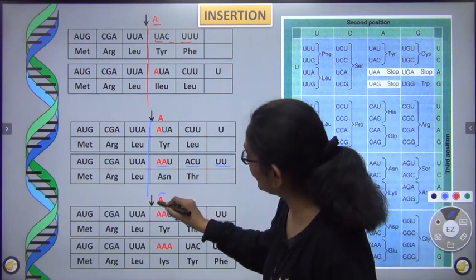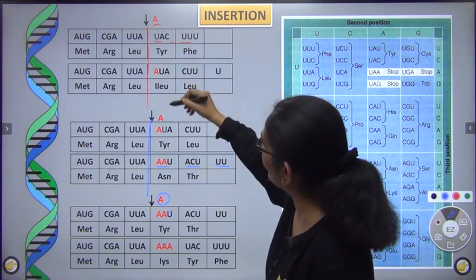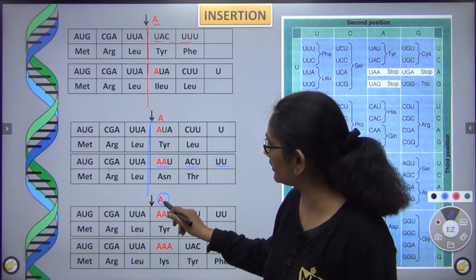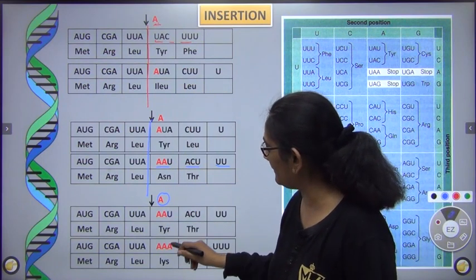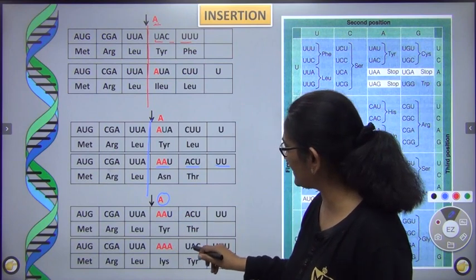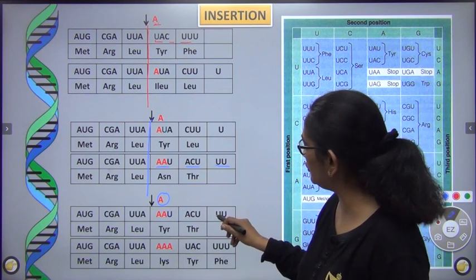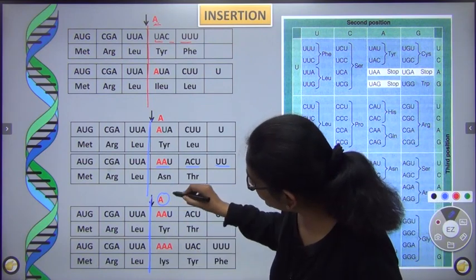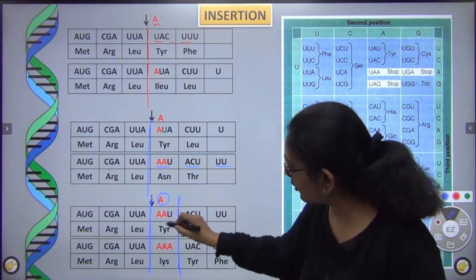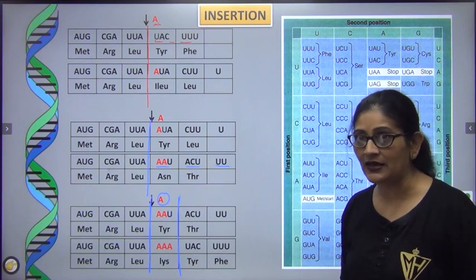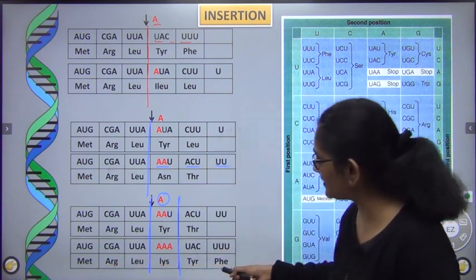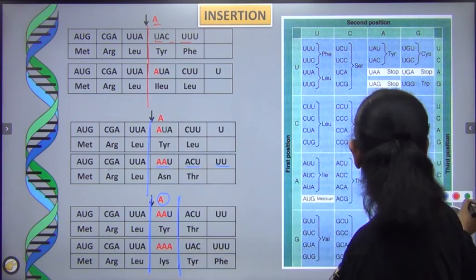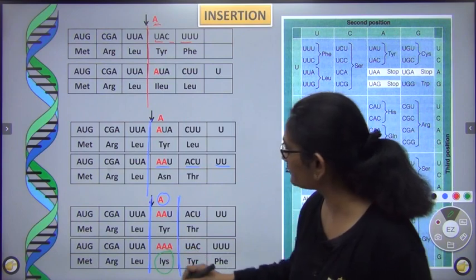Now I added another A, right? Here I added one A, then one A, another A. The moment I added another A, now what will it look like? This will become AAA. Now this will become UAC, you can see, and this will become UUU. Now you will see here, the moment I add three nucleotides, the amino acid sequence remains the same as the original except one amino acid has been added.